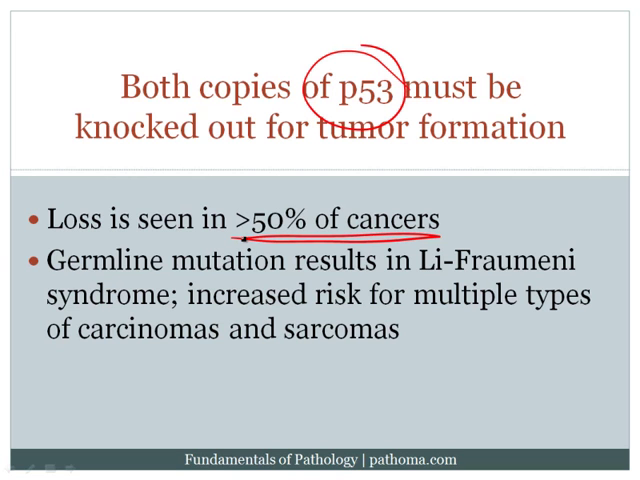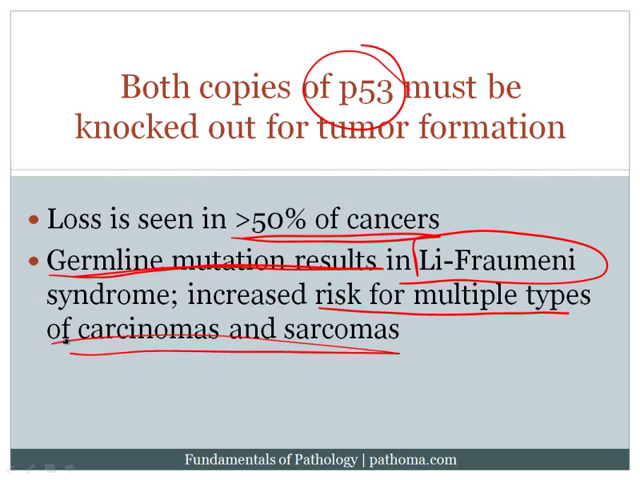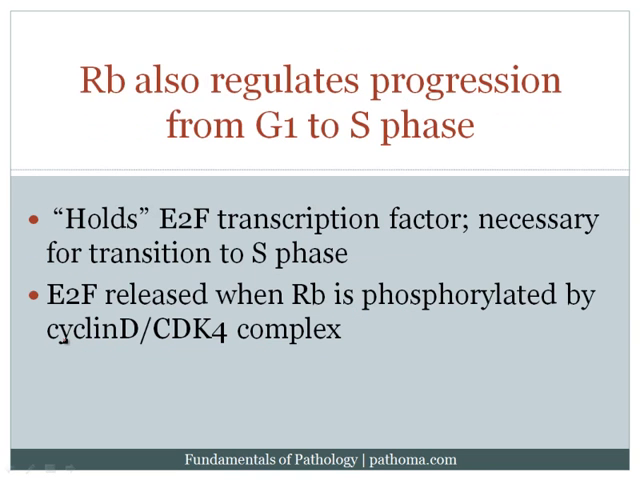Usually, both copies of p53 are knocked out somatically. However, it is possible that a patient could inherit one bad copy of p53 from a parent, and that's called Li-Fraumeni syndrome. And the Li-Fraumeni syndrome is associated with an increased risk for multiple types of carcinomas and sarcomas. So that's a little bit about p53.